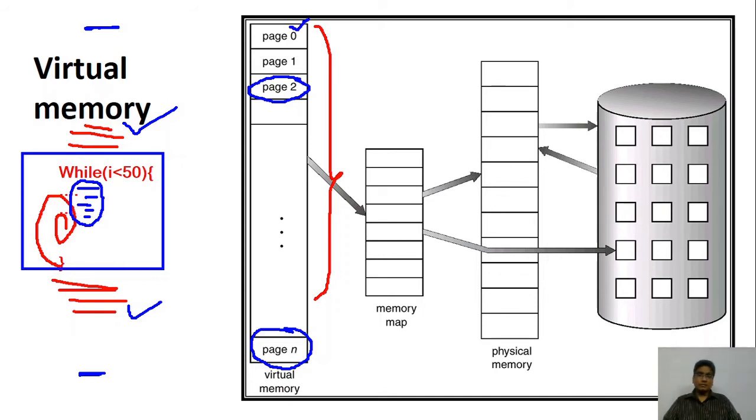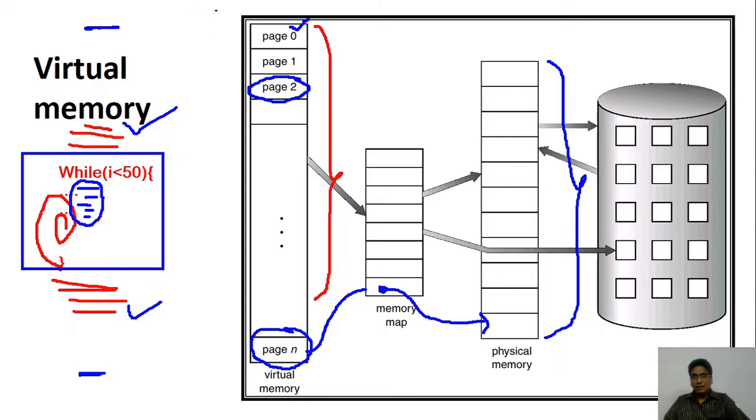So why did I say that? Now suppose page n is loaded somewhere here. Page n is there. I told you that for the entire program, page 0 has come here, page 1 has come here, page 2 has come here, page n has come here, and the entire memory is full. Now the program is asking me, give me page n plus 1. In that case, the physical memory is already full. What to do in this case?